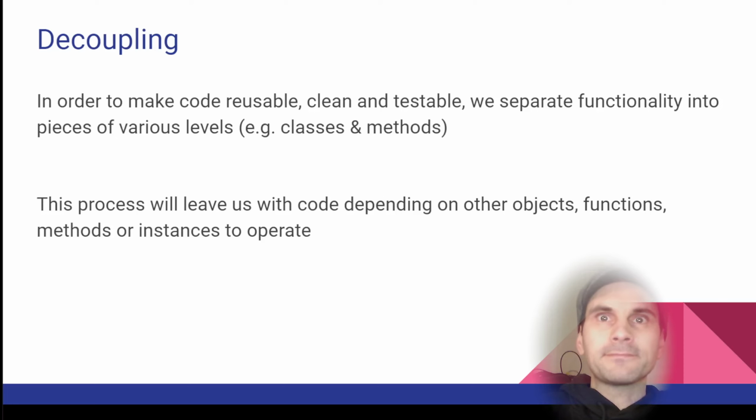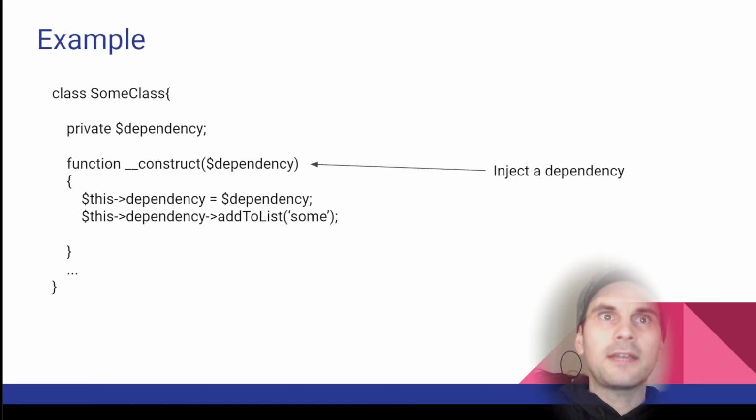Now, in order to do this, we of course need to somehow make those puzzle pieces work together with each other. That means that one piece of code is dependent on another piece of code. What we see in this example here is that dependency is something that we're going to drop into the constructor of some class, and then it's used in this sense here. This is a very weird example, but bear with me. We're going to execute a method that dependency has.